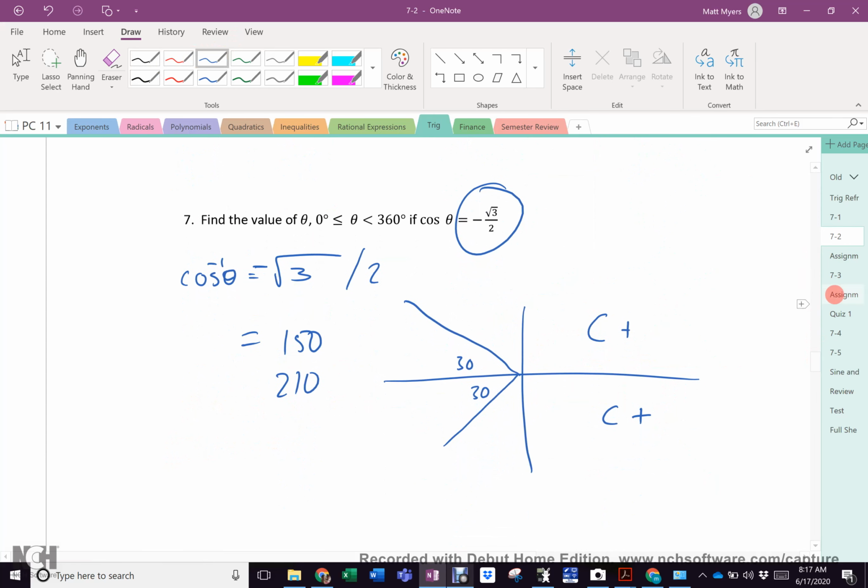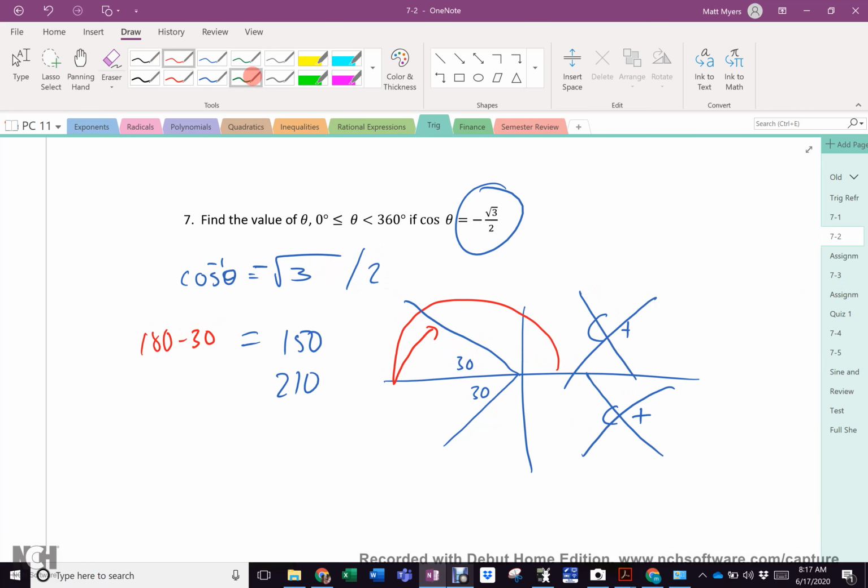And lastly, I know my cos. Cos is negative, so it cannot be there. It cannot be there. It's got to be over here. When I do the math, when I hit that on my calculator, I get 30. So that's 30, that's 30. So the first one, 180 minus 30. And then the second one, 180 plus 30.